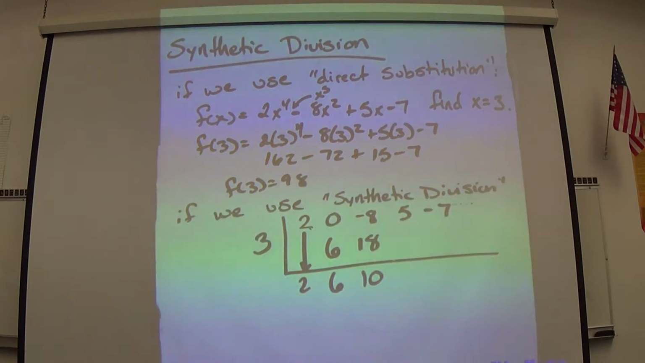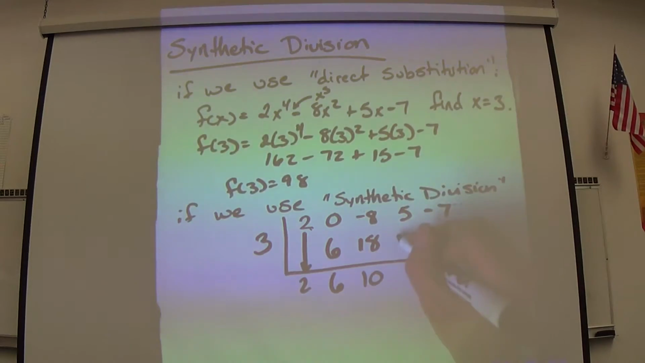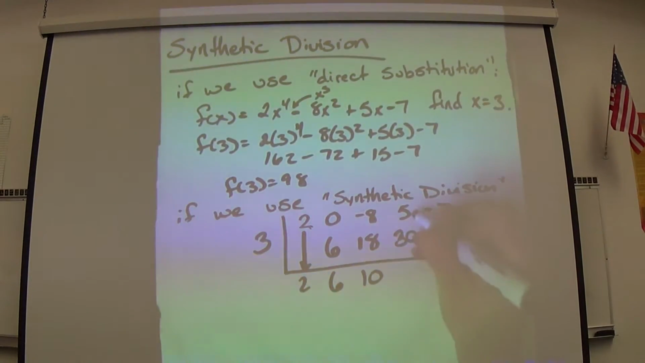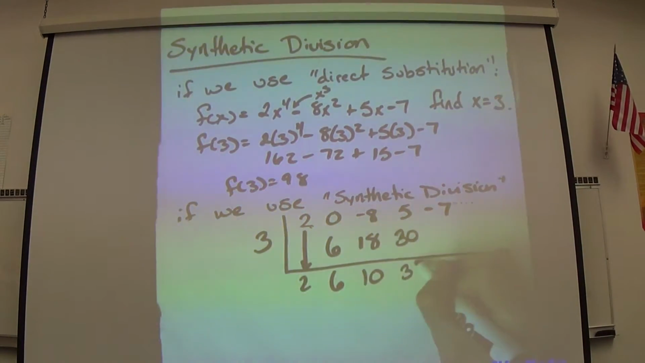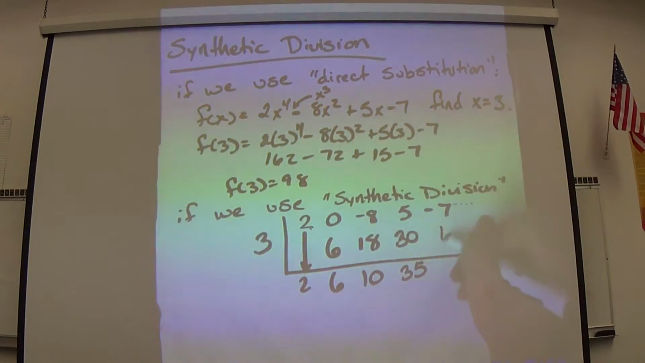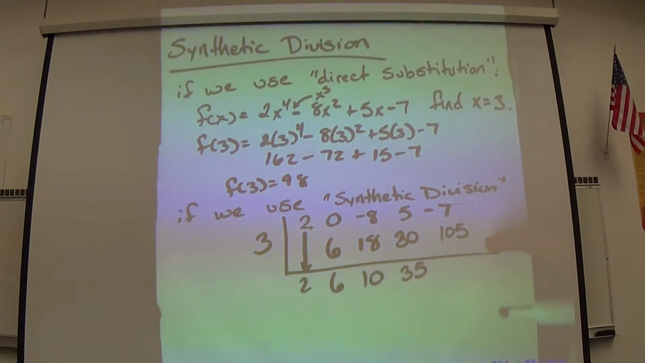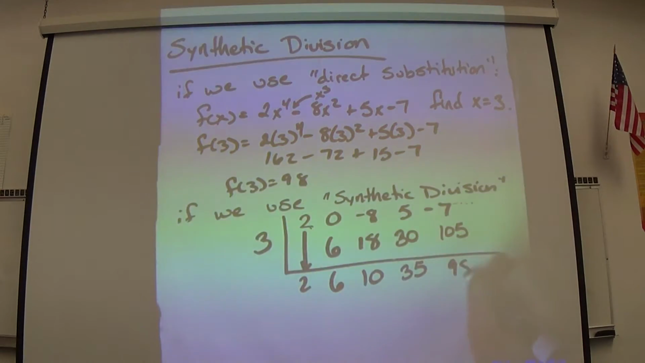And then we can go ahead and continue from there. 3 times 10 plus 5. 3 times 35 is going to give me 105. Plus a negative 7 is going to give me 98.